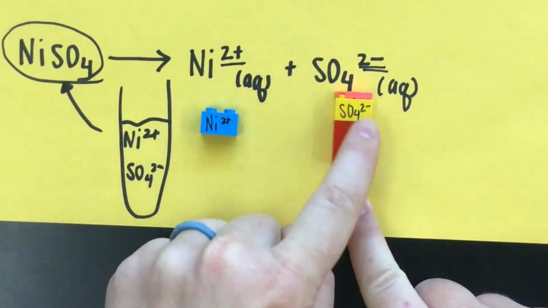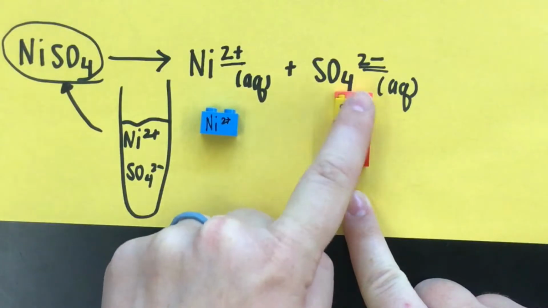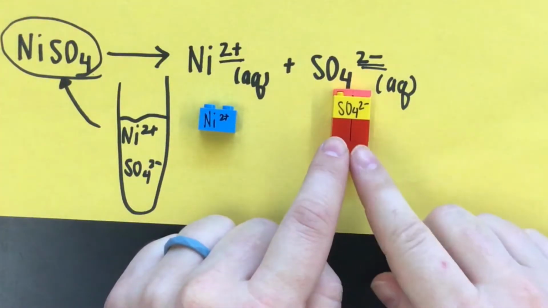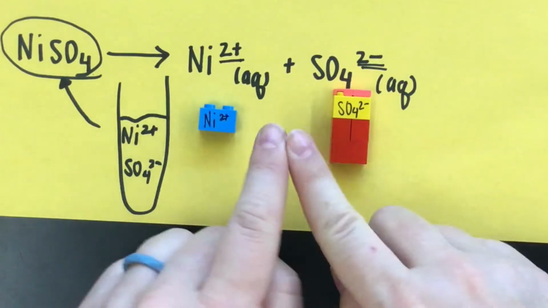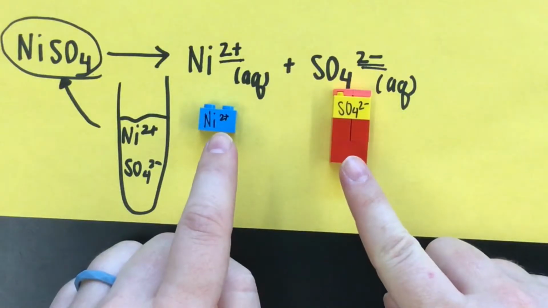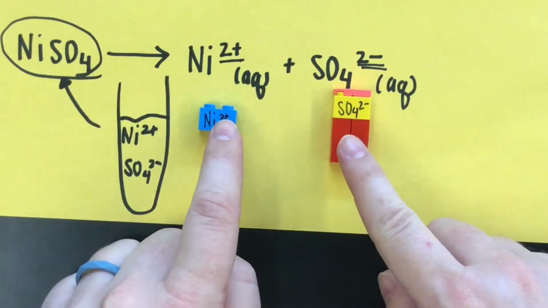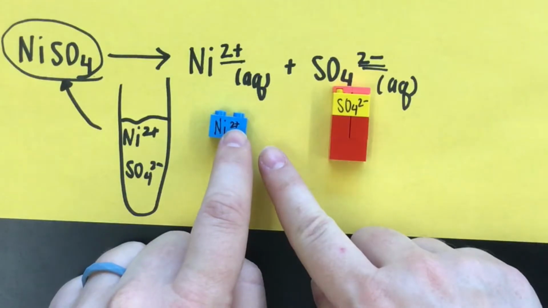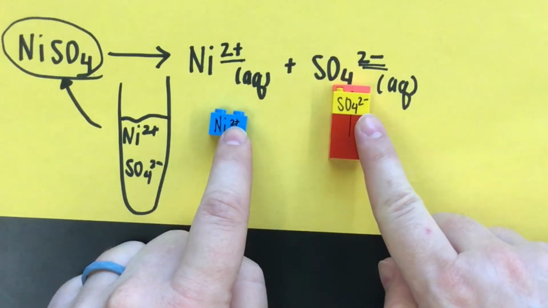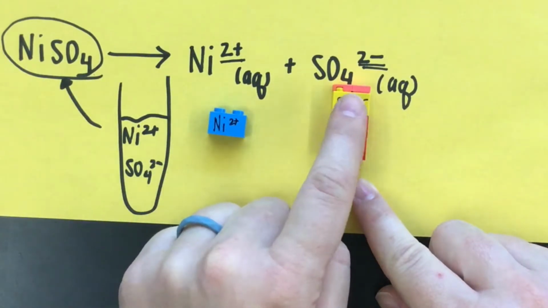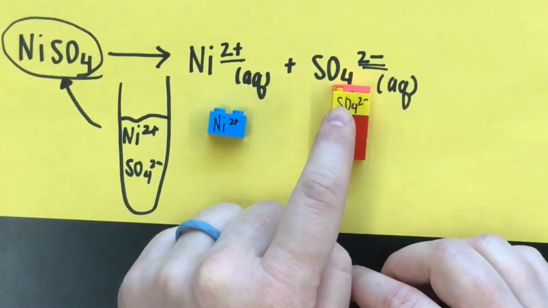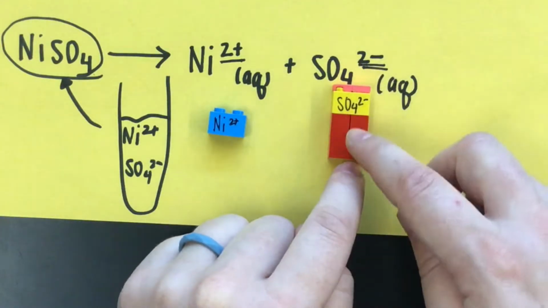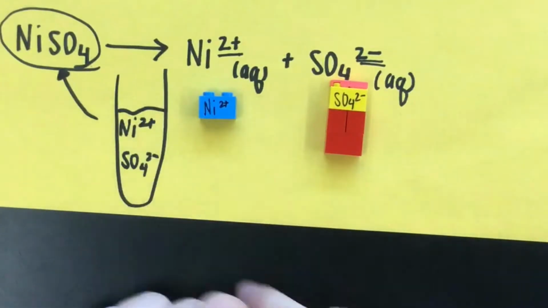The sulfate is going to stay together because those are bound by something other than what's holding this together. So what's holding my salt together here is my attraction between the plus charge and the negative charge. What's holding my sulfate together is something different. So the S and the 4 oxygens, those will stay together, but it will split apart from my nickel ion.